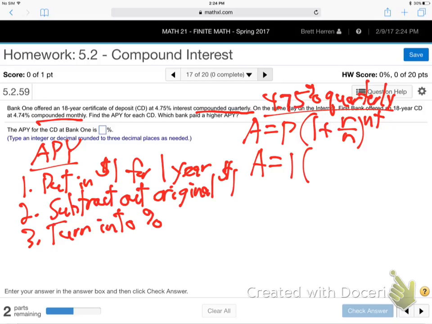So $1, put in principal of $1. It's always how we do APY, annual percentage yield. Put in $1, 1 year, 4.75%. Oh, I'm supposed to turn that into a decimal, huh? 0.0475 over n. Now, what is n for the quarterly? n is 4, compounding four times a year, to the 4, and t is 1 year. So everybody good with that? Again, I just put in $1, 1 year, and hit the buttons on your calculator.